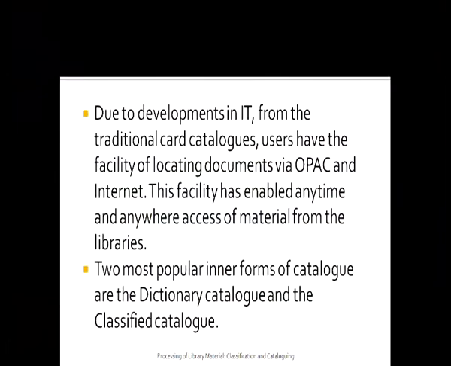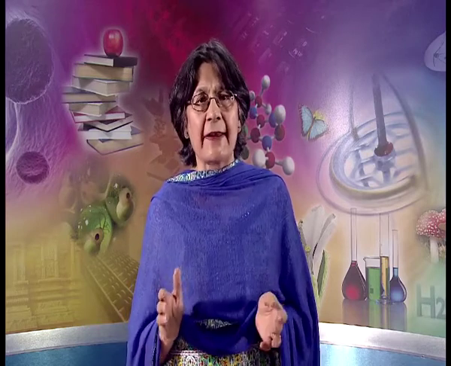Due to developments in IT, from the traditional card catalog, users have the facility of locating documents via the OPAC and internet. This facility has enabled us to have anytime and anywhere access to material from libraries. The two most popular forms of catalog are the dictionary catalog and the classified catalog. So, learners, we have seen what classification and cataloging is all about. And we come to the end of this lesson.